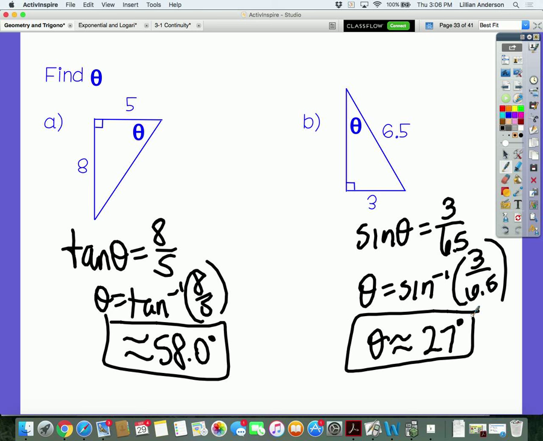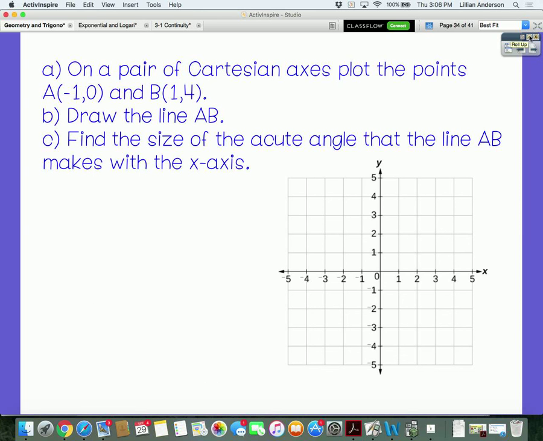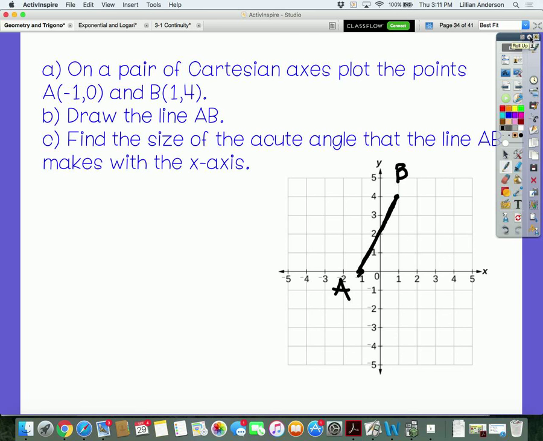Okay? So, last one. You're going to write this one in yourself. And this is more of an IB type of question that could be asked, okay? So this one you're doing on your notebook paper. Write this in, answer A, B, and C, and we'll check it before the bell rings. This is what you should have for A and B. It's pretty simple, yes? The question asks to find the size of the acute angle that the line makes.